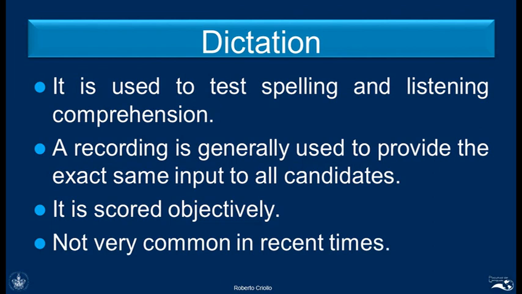As I said before, this kind of item is not very common in recent times, but it was used in some French examinations.